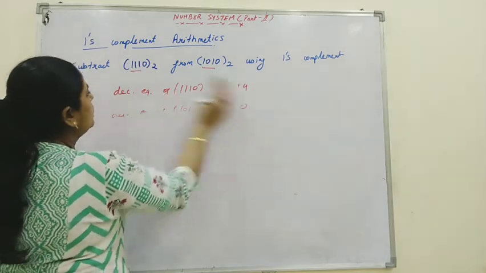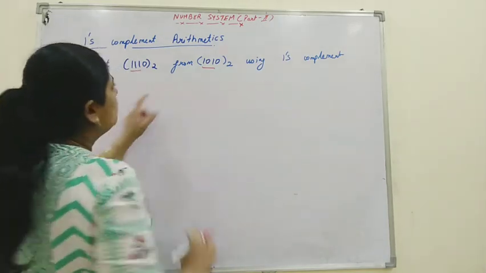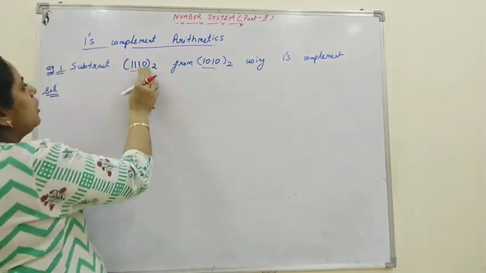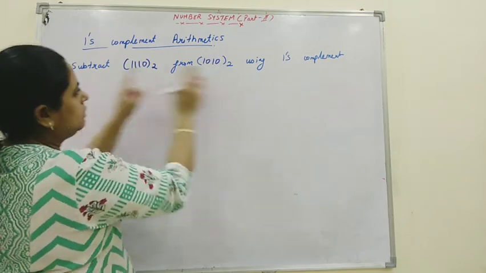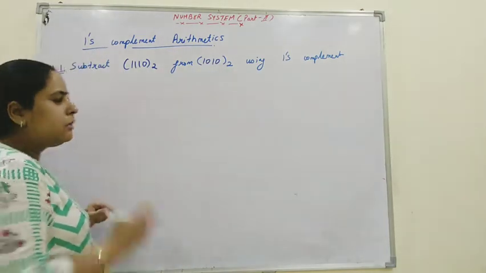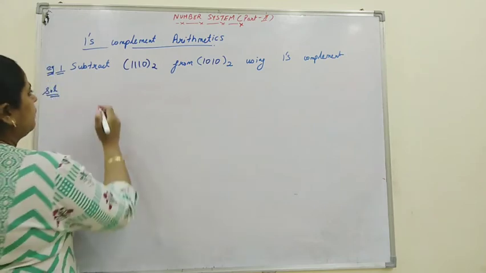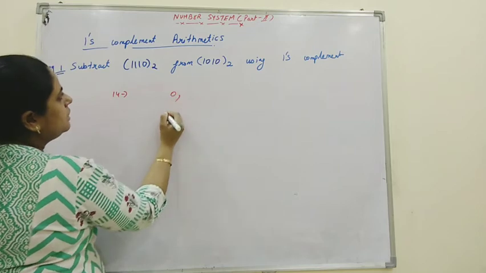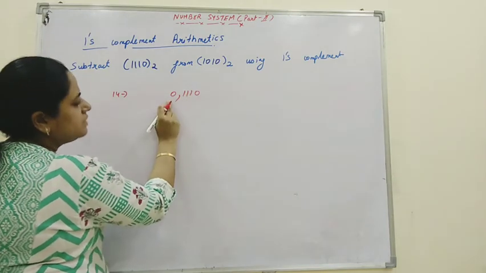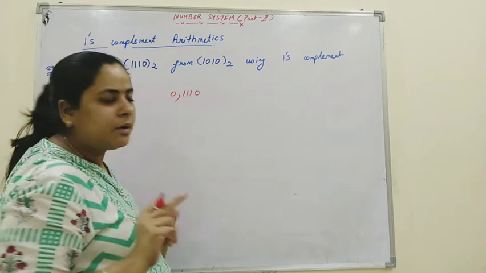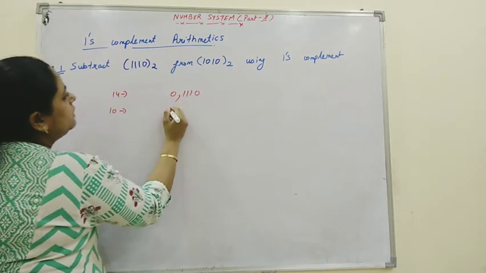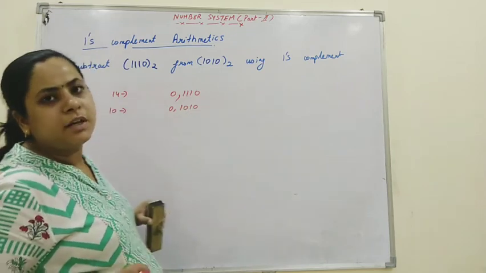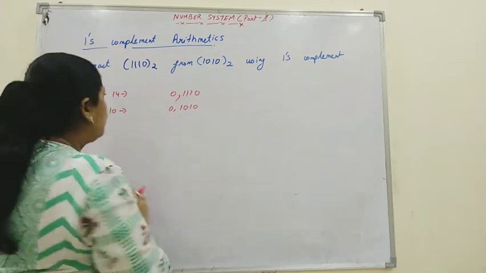Now how to do this? We will find the ones complement of the number which we have to subtract. Since no sign magnitude is given and it's not mentioned in the question, by default both numbers are positive. So 14 with sign magnitude will be represented as 0, 1, 1, 1, 0, where the 0 represents that it is a positive number. For 10, we will represent 0, 1, 0, 1, 0, where the 0 as the most significant bit represents that it is a positive number.